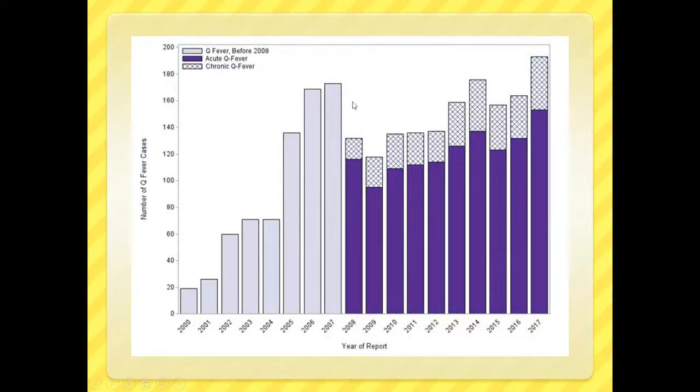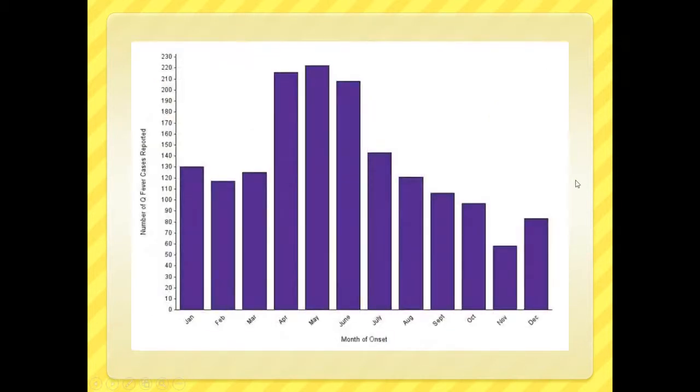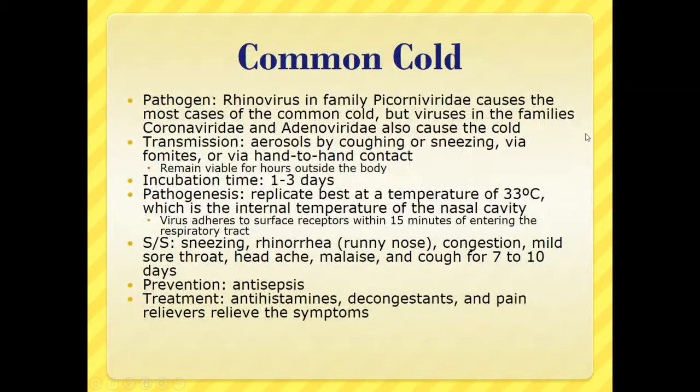So you can kind of see that we've stayed pretty steady over the past 15 years or so. Maybe a few more cases, but still not very many. We don't see very many cases of Q fever, and it's more common in the upper Midwest. And also in the late spring, early summer, this is when ticks are most active, so this is when we tend to see more cases of Q fever.